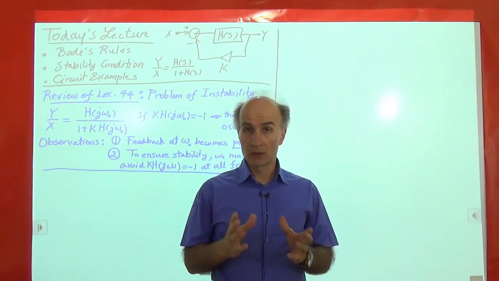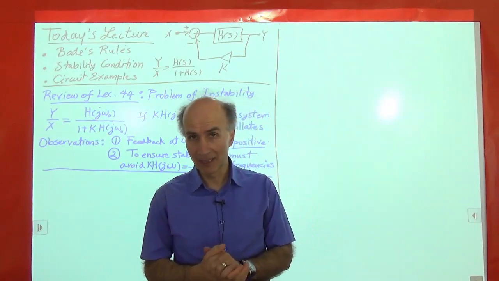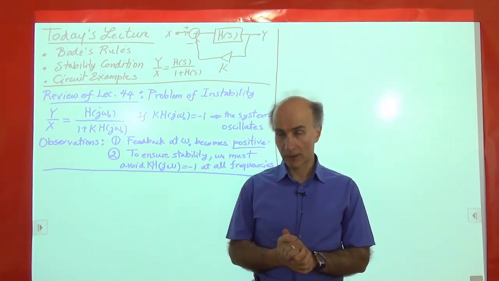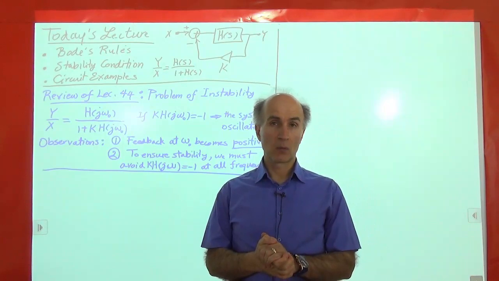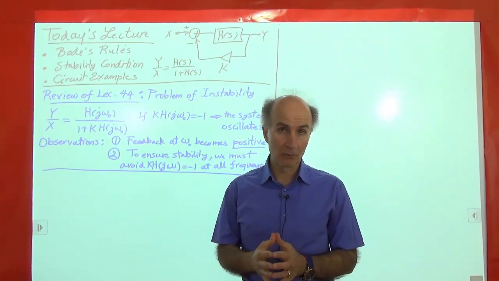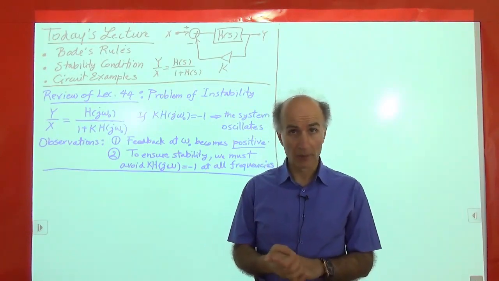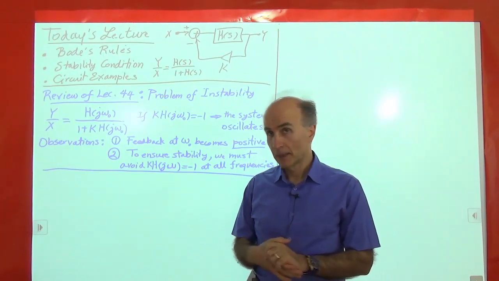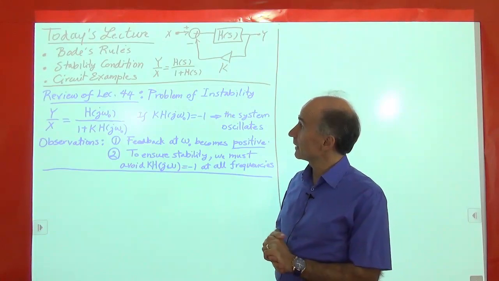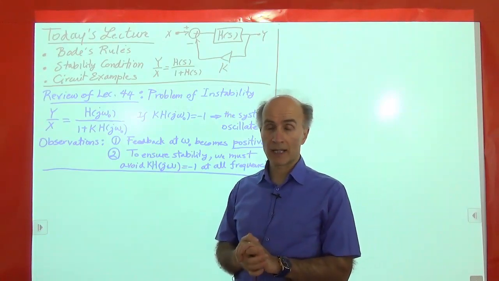Today we will continue to look at the problem of instability in negative feedback circuits and see what condition we exactly need to meet in order to ensure that a loop is stable and does not oscillate. But before we go there, let's just review what we covered last time.